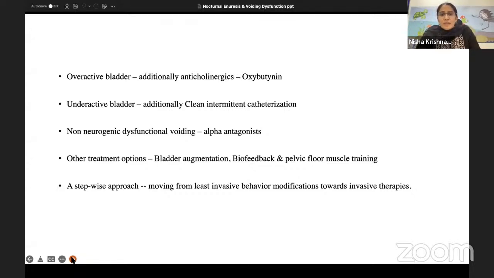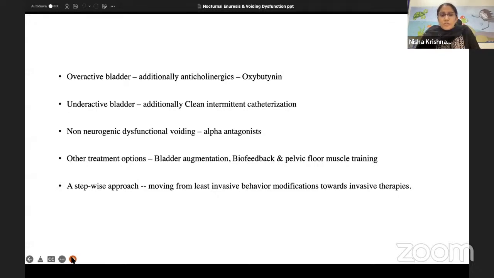On the other hand, if we have something like an underactive or a lazy bladder, then after we have tried the initial methods as we've just spoken about, what may help in certain cases is clean intermittent catheterization. If there are conditions where there is a dysenergia, if there is an issue with the bladder outlet relaxation, bladder neck relaxation or pelvic floor muscle relaxation, there drugs like alpha antagonists may help. And they can also be augmented with things like biofeedback mechanisms, where the child will, under video and under vision, understand at what point they have to relax their pelvic muscles so as to be able to pass urine easily.